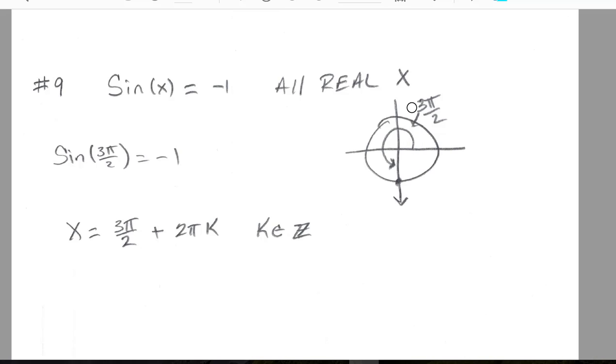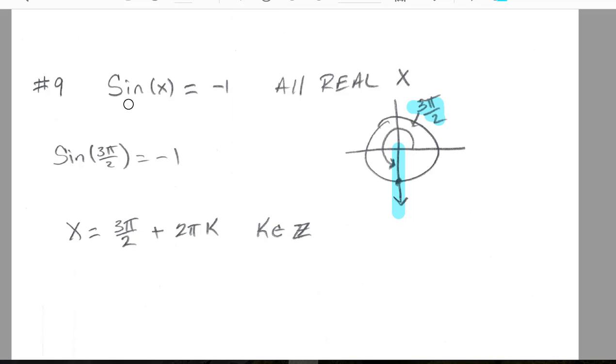So in this case, 3 times pi divided by 2, or 3 pi over 2, is the spot where sine of x is equal to -1. There's only one place on one unit circle. So I write 3 pi over 2 as my answer.